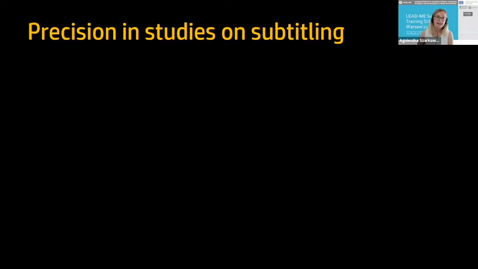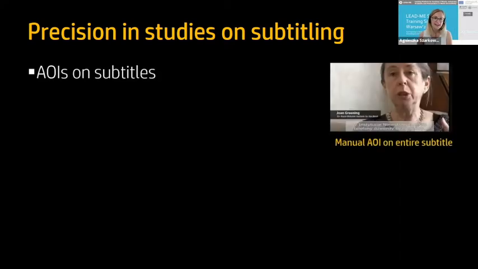So what did it used to look like? What did we do before? It's not only me, it's a number of people who worked on subtitling. We would draw areas of interest on particular subtitles with frame accuracy. So that was done manually on each subtitle. And then we compiled the data. This was using the SMI system.